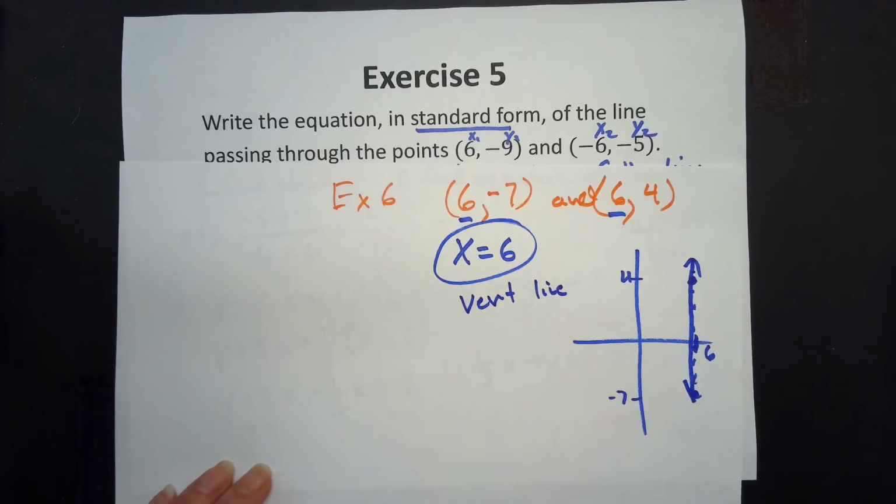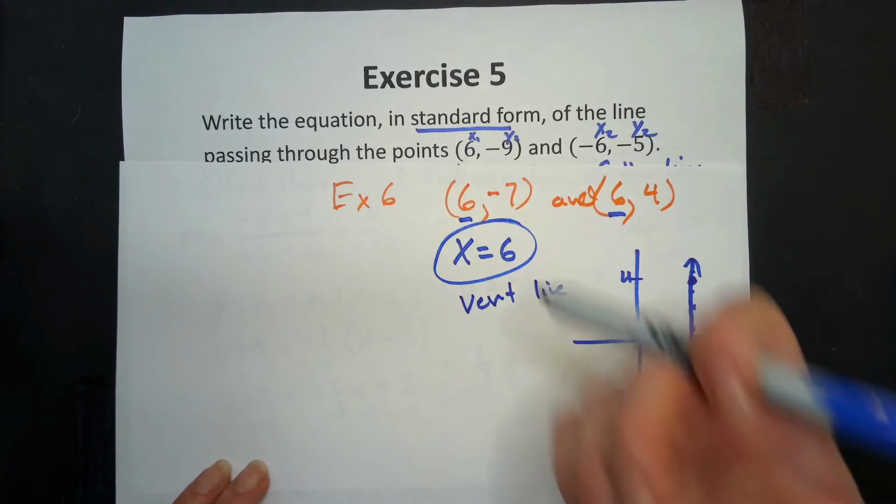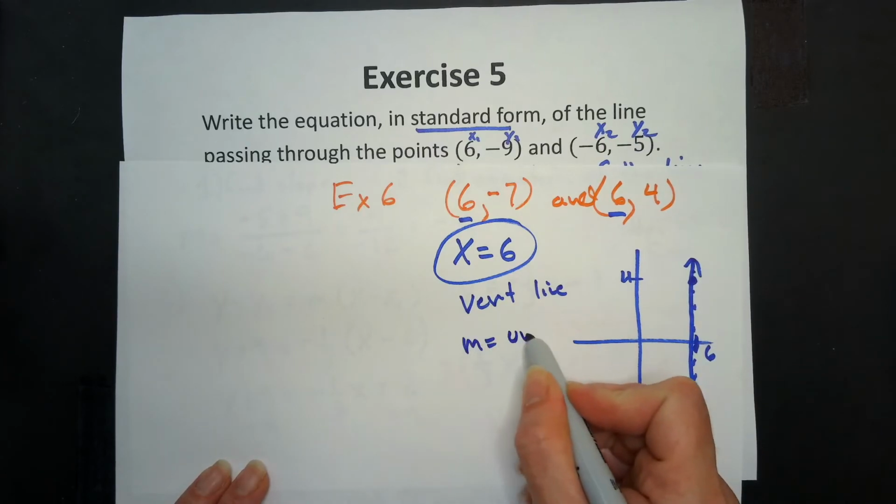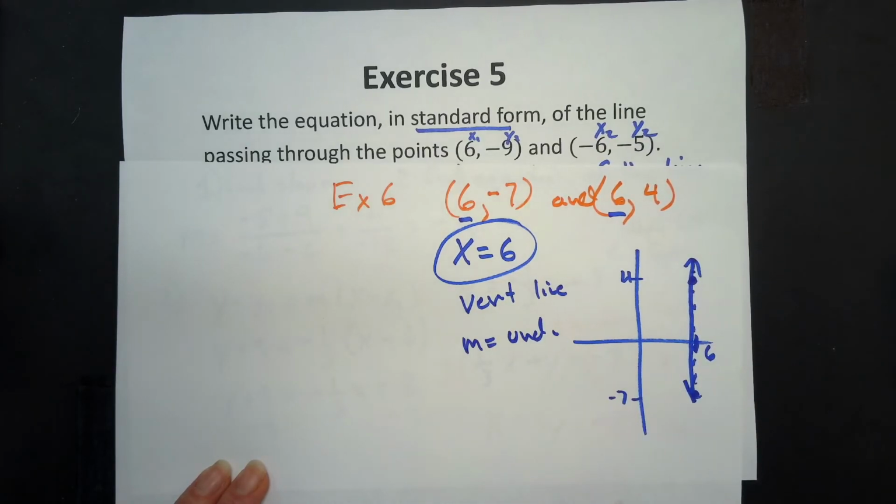All right? So you don't need to go through the whole process of plugging in, because if you try to find the slope of this, you're going to find out that m equals undefined, and then you're going to be like, wait, I'm dividing by 0. Some students get that confused with 0.